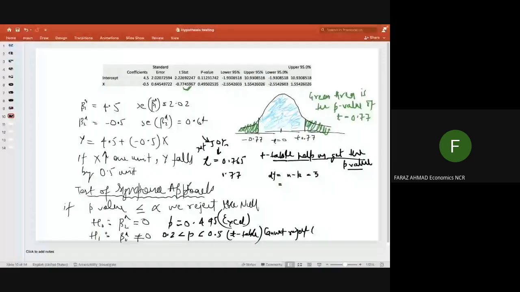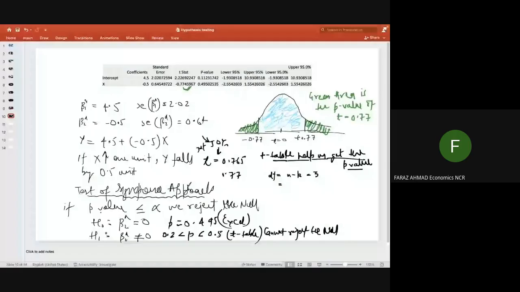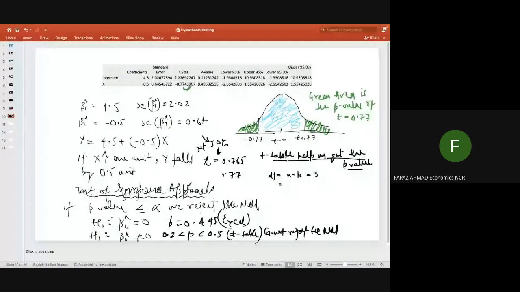We cannot reject the null, which was that beta 2 hat is 0. Why can we not reject the null? Because of the rule. The rule says the p-value should be less than or equal to alpha, and alpha is 0.05. The p-value is between 0.2 and 0.5, which is greater than 0.05. So we cannot reject the null, and we will go with the null, which means that our beta 2 hat is actually 0.